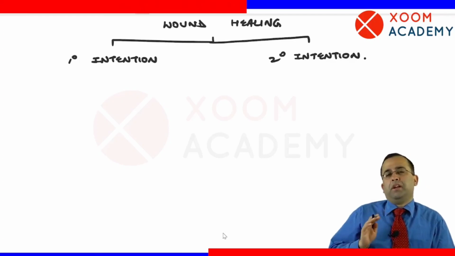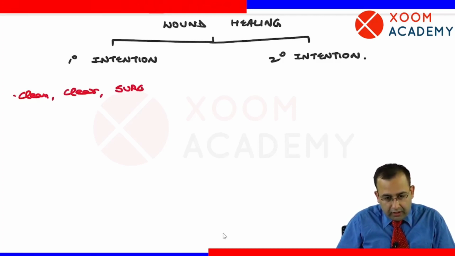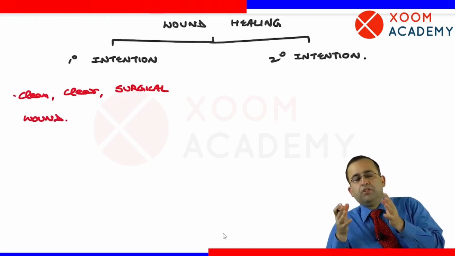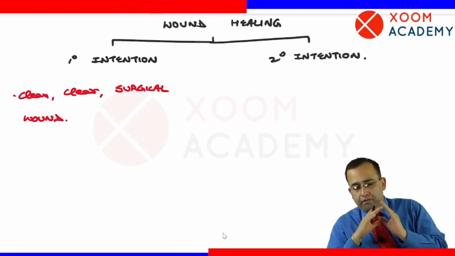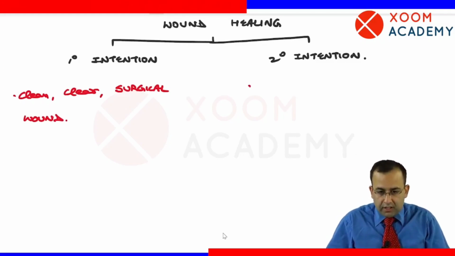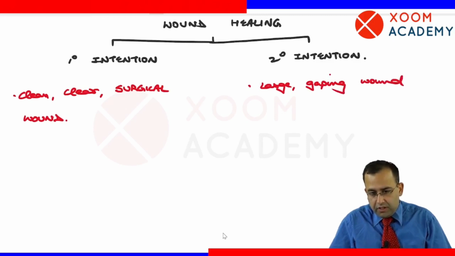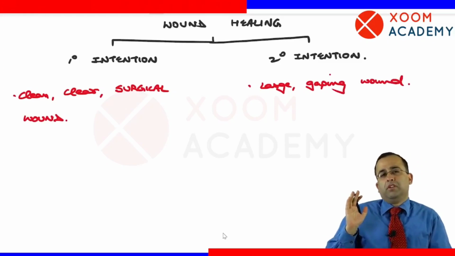In wound healing by primary intention, it is a clean surgical wound. There is no space or no large gap between the wound edges. Versus healing by secondary intention, which is a large gaping wound. There is a lot of space in between the wound.